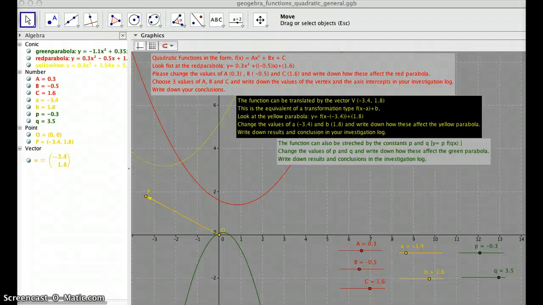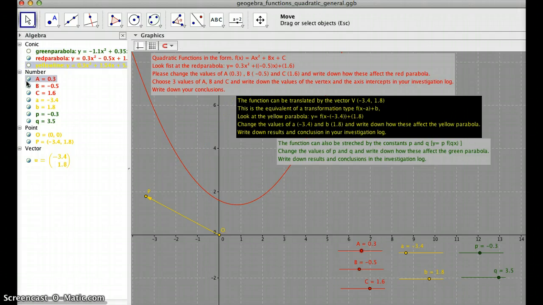Hello, this is a mathematics demonstration using a GeoGebra dynamic worksheet. It's about functions, quadratic functions in the general form. So first we're going to study the red part. I'm going to unclick all the green and yellow so you can see exactly what's happening.